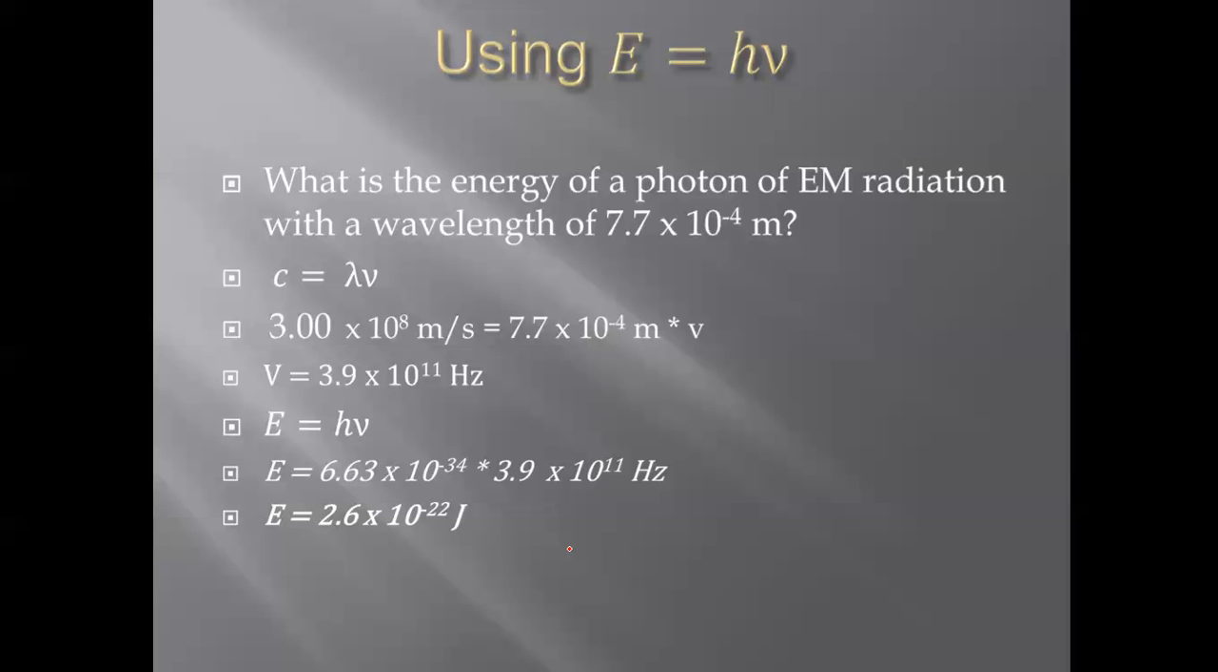So again, it's going to be a two-step process. We're going to have to use one equation and then the other. First, since we have the wavelength, I need the frequency. I've got to figure out the frequency first. Plug in my numbers, solve for frequency. I get 3.9 times 10 to the 11th hertz. Once I have the frequency, plug it into this equation. Basically, just multiply times Planck's constant. Frequency times Planck's constant is going to give you the energy. We get 2.6 times 10 to the negative 22 joules.